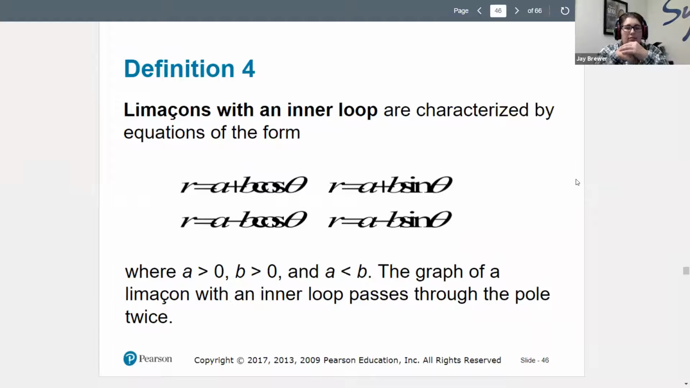All right, limacons with an inner loop are characterized as the following. Here's the difference. A is now less than B. If A is less than B, then you're going to have an inner loop. The graph of a limacon with an inner loop passes through the pole twice, hence the loop. You guys remember that polar equations are how we get the really pretty graphs in math.